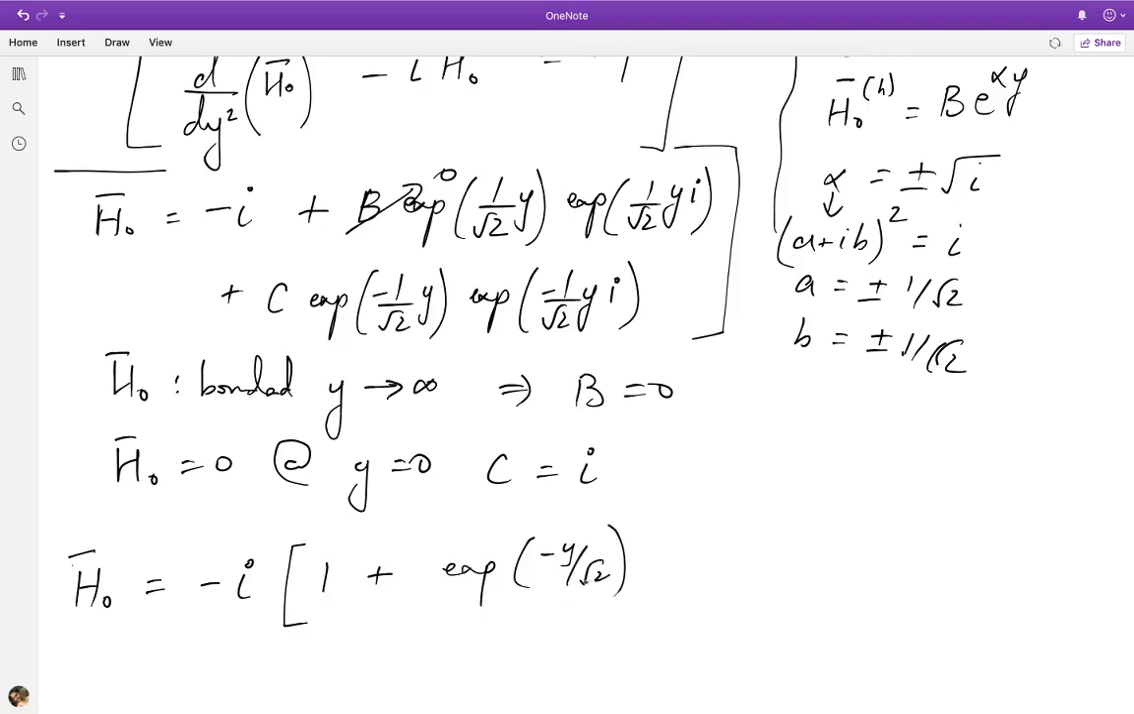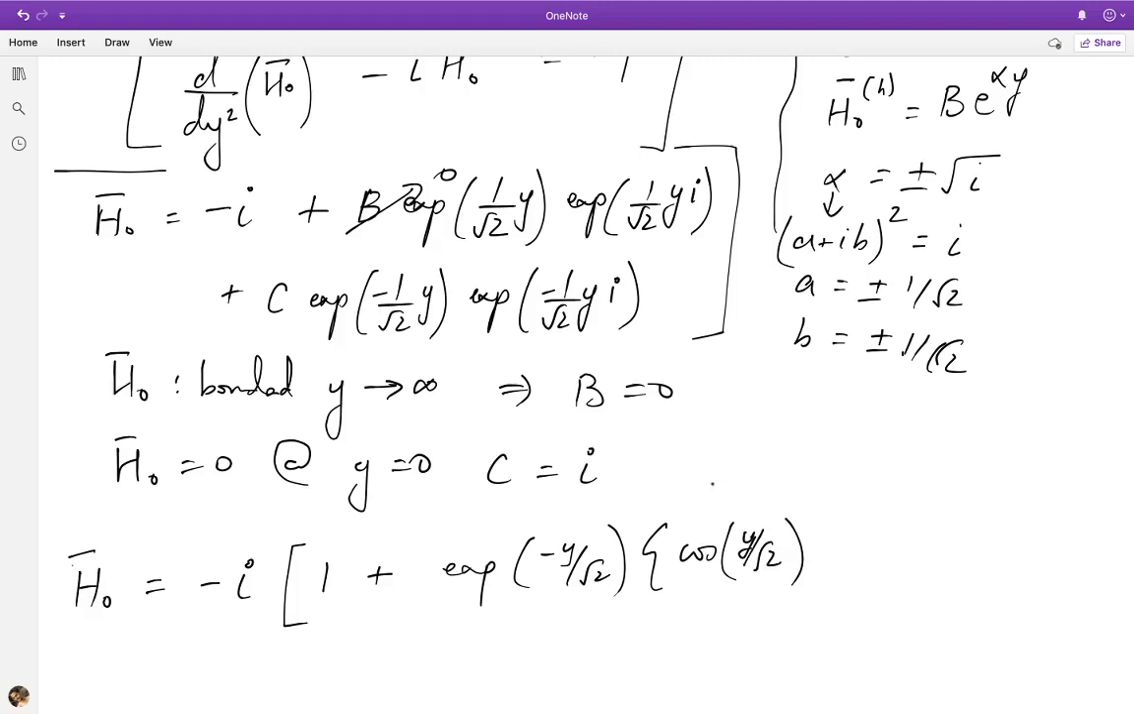So you see that this is a function that is 1 at the wall, but which decays rapidly as I move away from the wall. It's sort of like what you expect for a boundary layer solution. And then this other part is really oscillatory. So I can write it as cosine y by root 2.